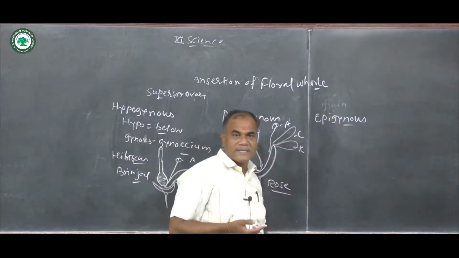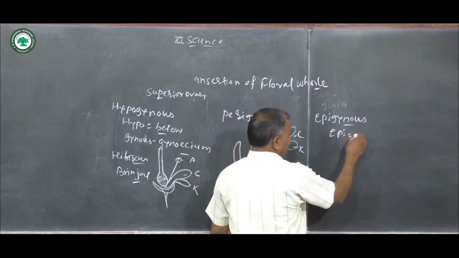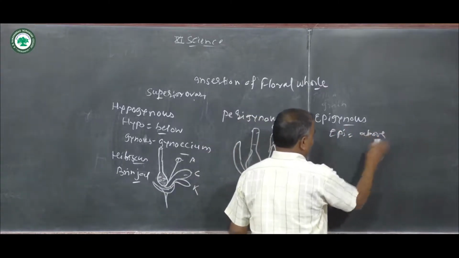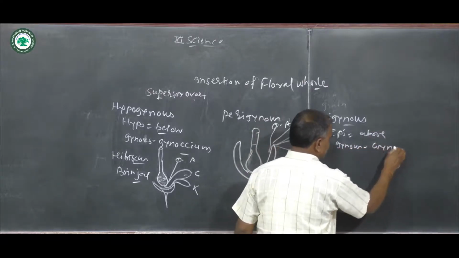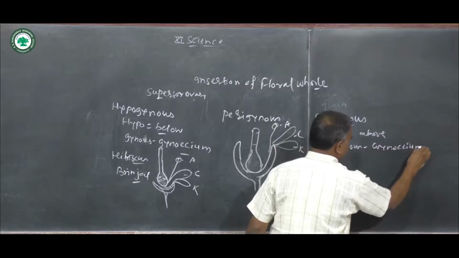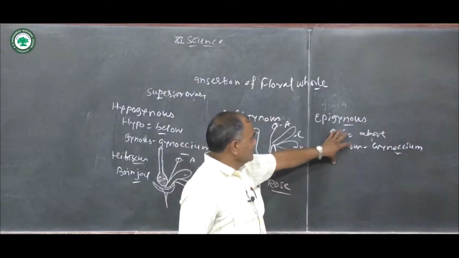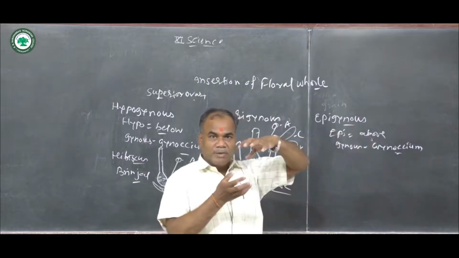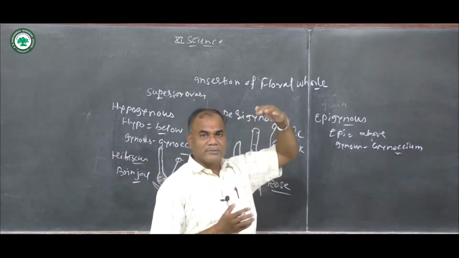The next example is the epigynous flower. What is meant by epi? Epi means above, and gynous means gynoecium. What is above? The ovary. The floral whorls arise above the ovary.